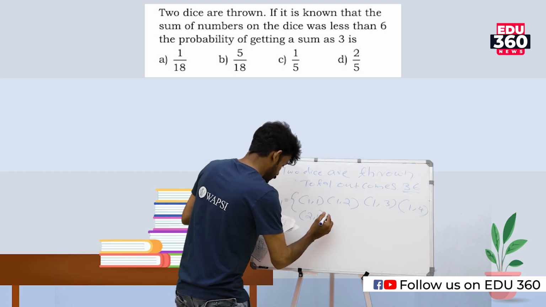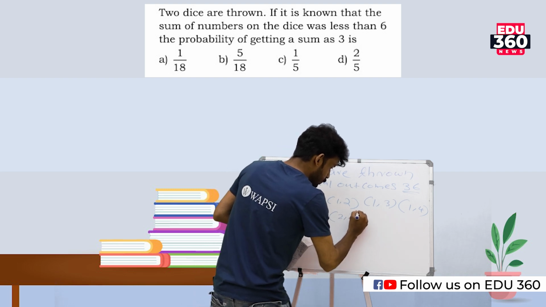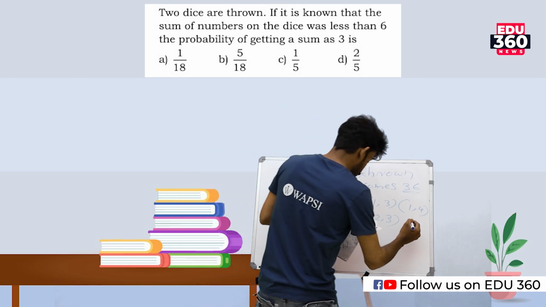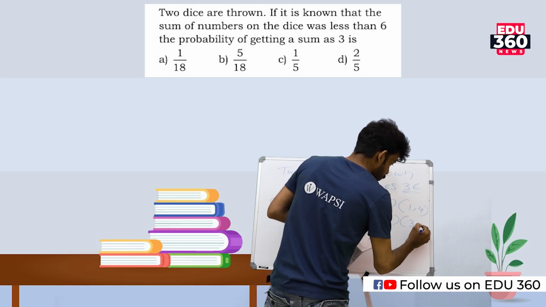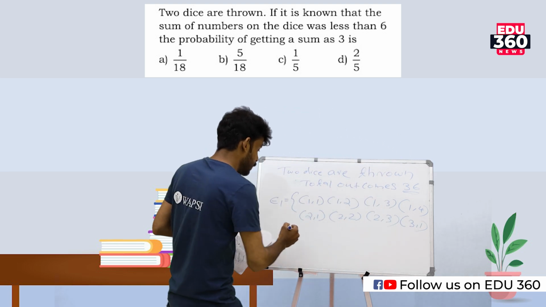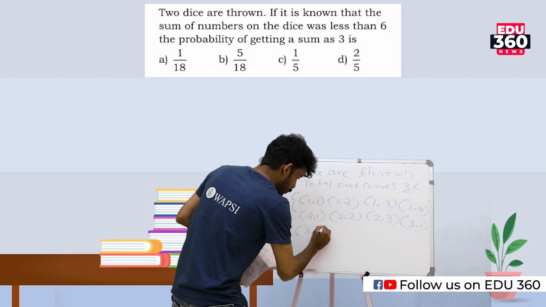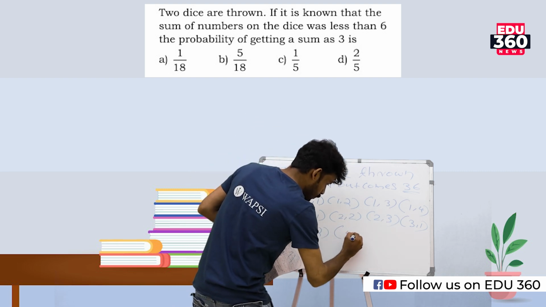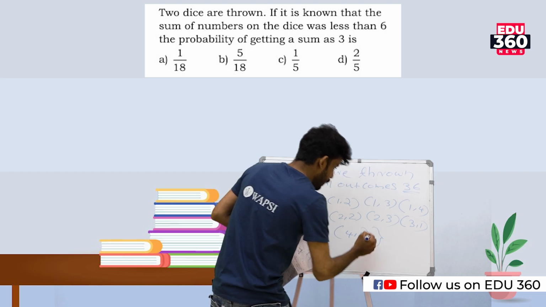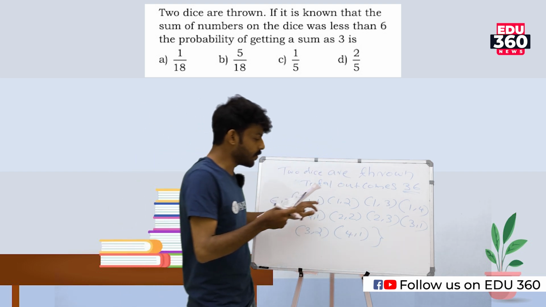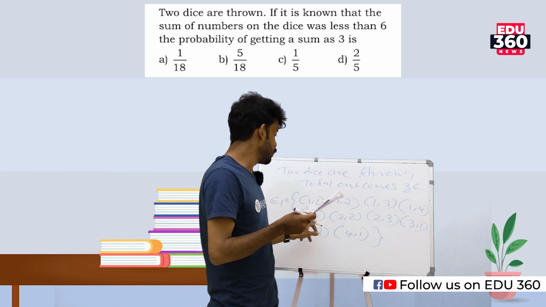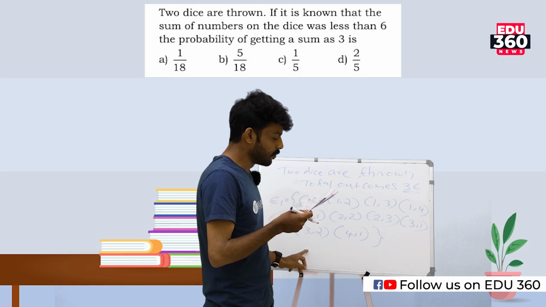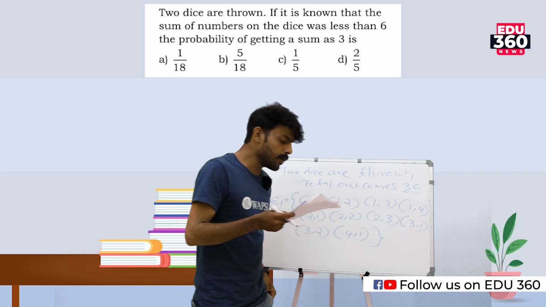2 1, 2 2, 2 3 and 3 1, 3 2 and 4 1. Okay, 1 1, 1 2, 1 3, 1 4, 2 1, 2 2, 2 3 and 3 1, 3 2, 4 1. Okay, now look at here.